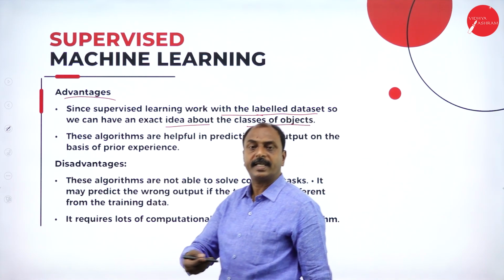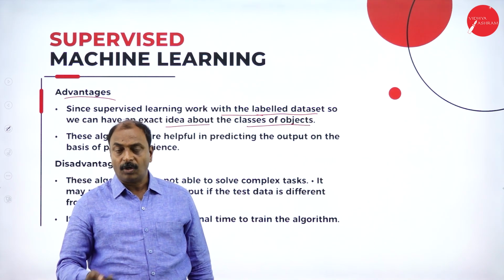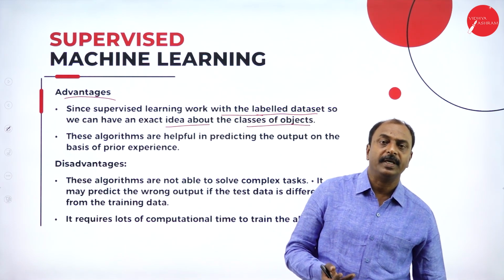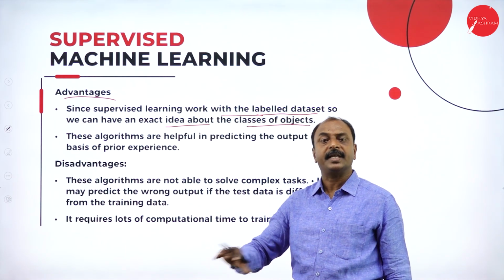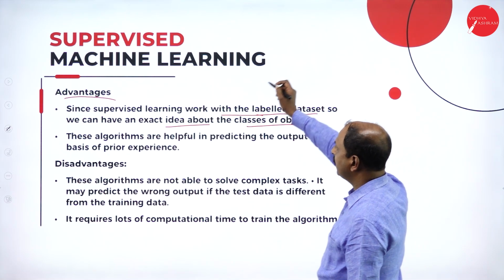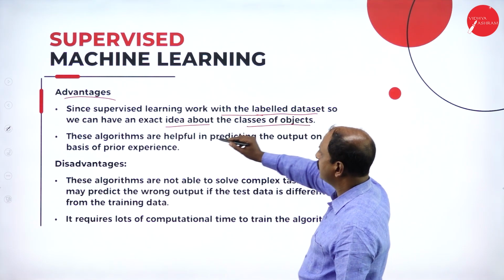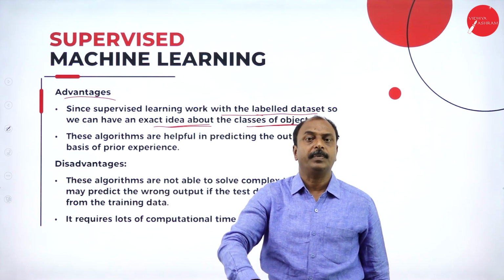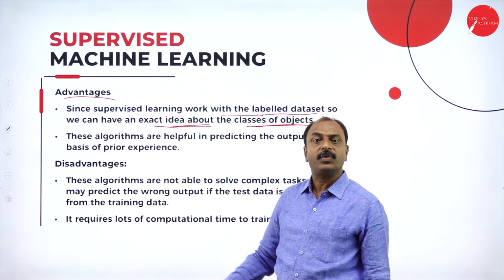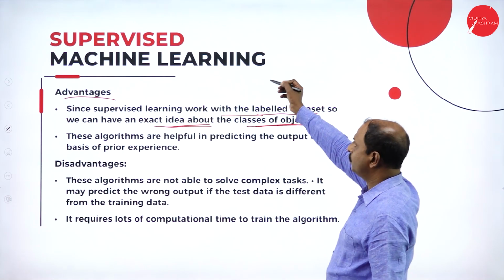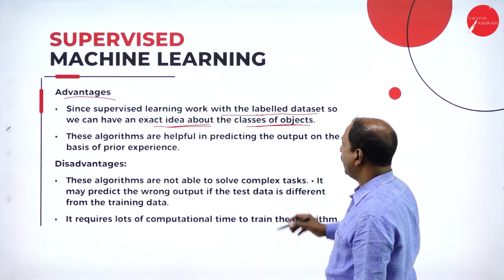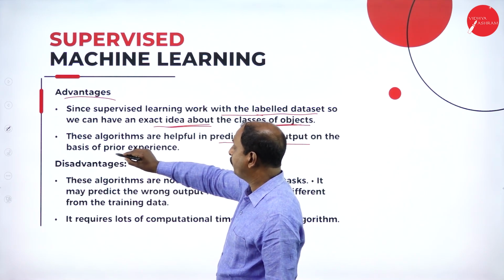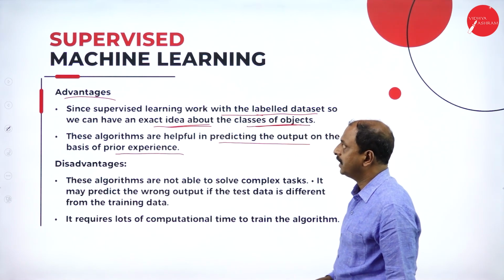So as we have seen in the example of cat and dog, isn't it? Based on the input we give, it goes to a different category. So here it is possible to have the exact idea about the classes of the object. So this object belongs to which class? That is easy for us to identify in supervised machine learning, and it is helpful in predicting the output on the basis of prior experience. That is the advantage of this.